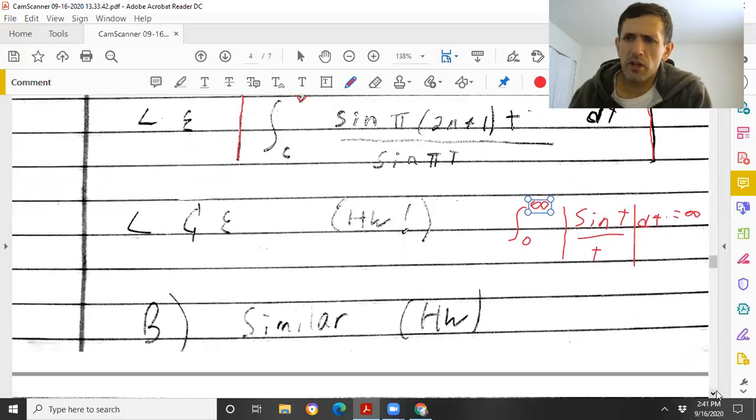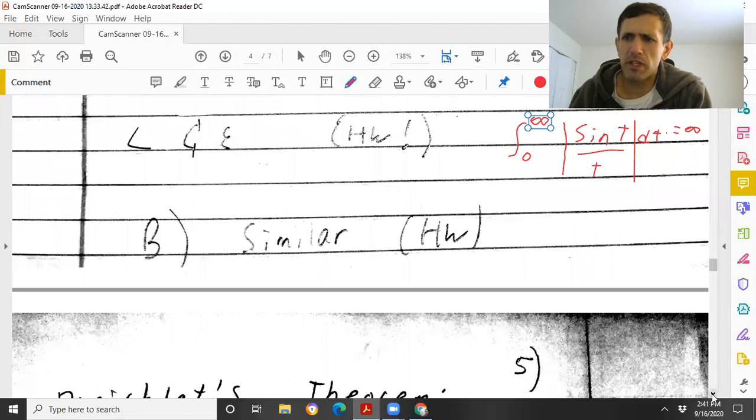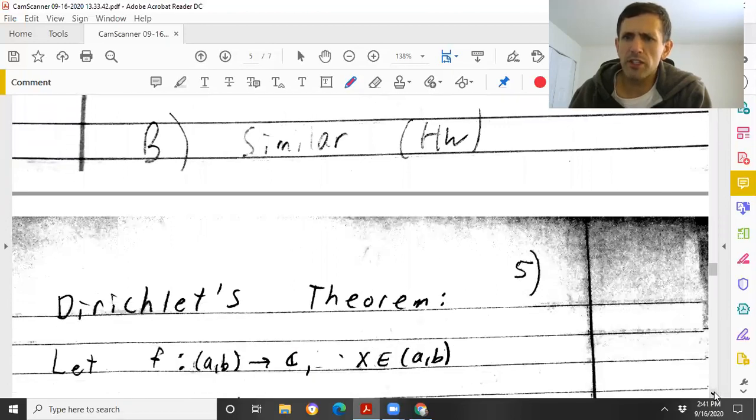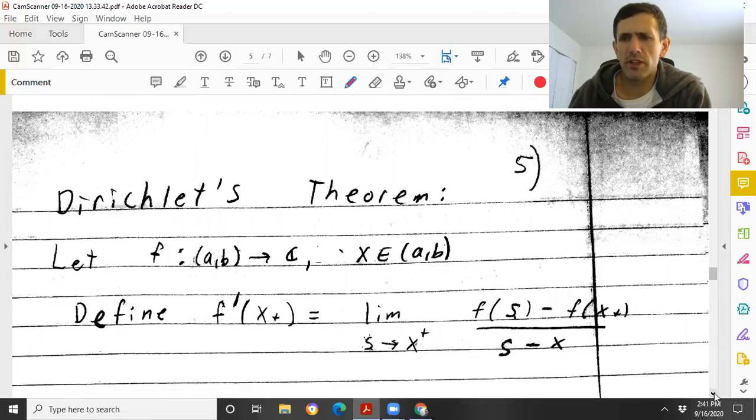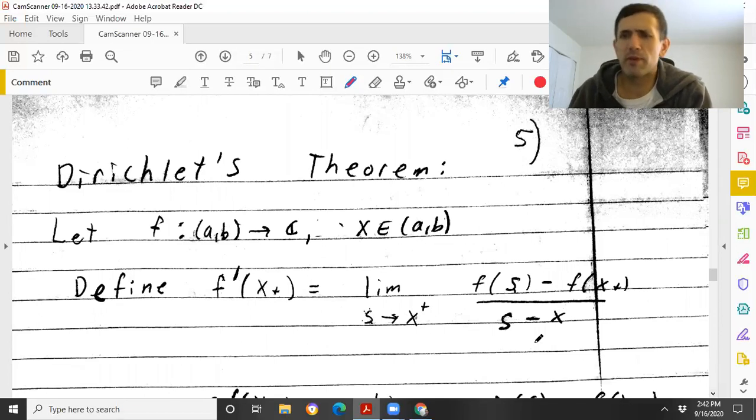All right, so let's look at some examples and Dirichlet's theorem. Dirichlet's theorem is, as I mentioned, similar. It's a little bit easier. So what's Dirichlet's theorem? Well, let's look at f on an interval a to b. Let's say x is in a to b. Let's look at the right and left-hand derivatives in the following sense. And this is admittedly different than in previous videos. I think I vaguely mentioned right-hand derivatives and left-hand derivatives. So this is a little bit different than what I mentioned. And this is what most people consider right and left-hand derivatives.